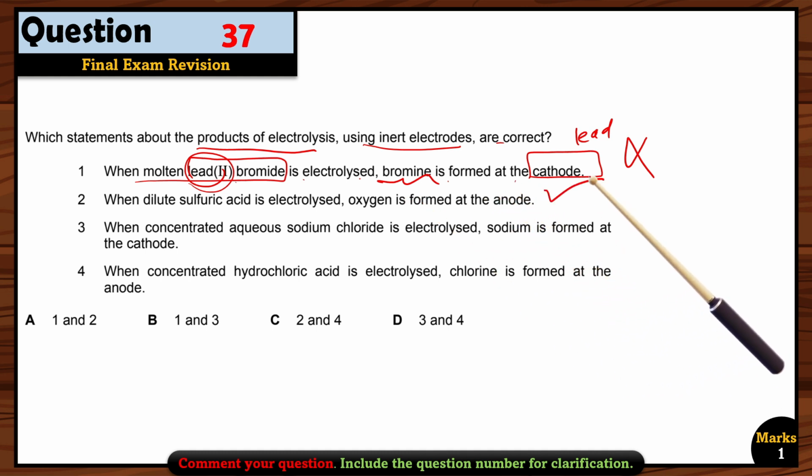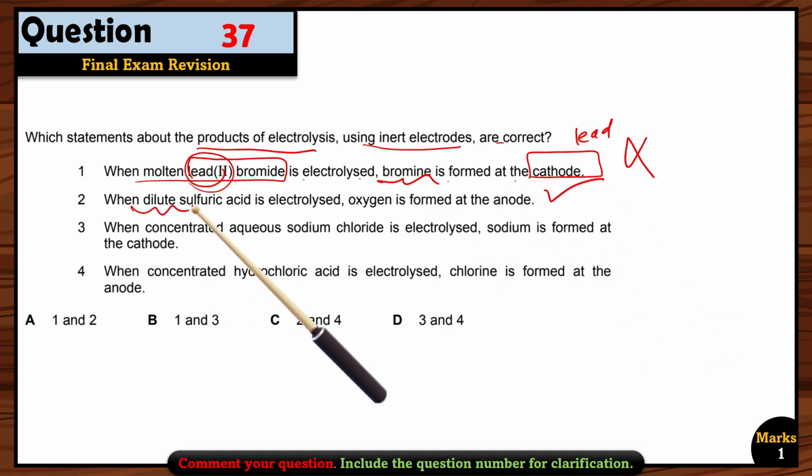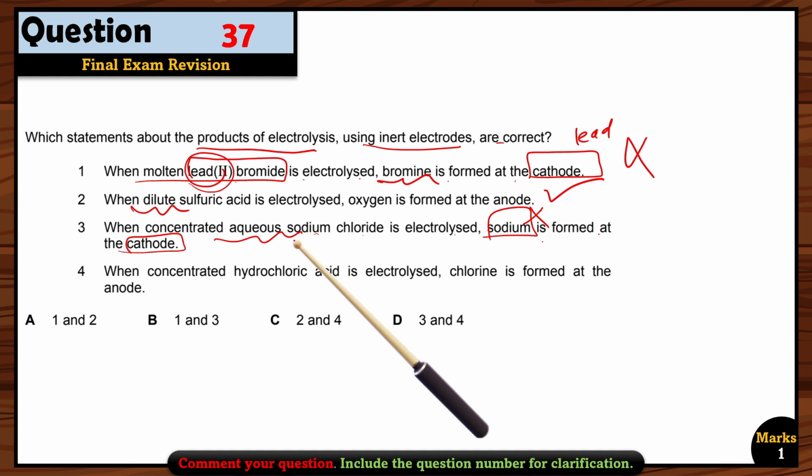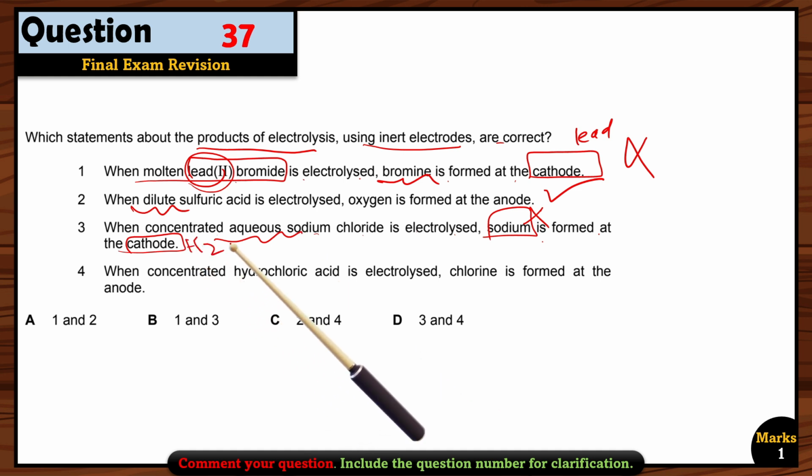Yes, that's right. Why? Because it is dilute, right? So with dilute, of course, you are going to get oxygen at the anode. When concentrated aqueous sodium chloride is electrolyzed, sodium is formed at the cathode. At the cathode, you are never going to get sodium if the solution is aqueous. It will always be hydrogen, right? So this option is also wrong.